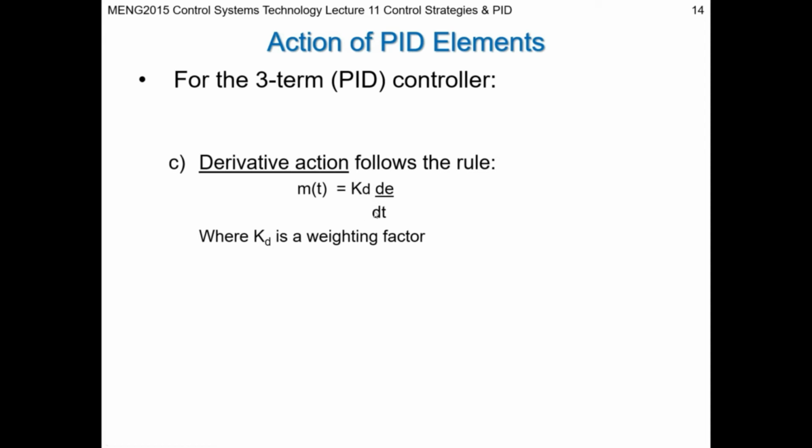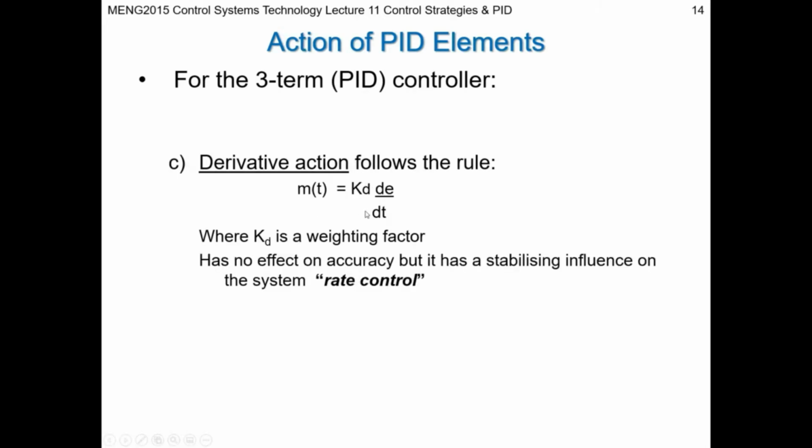So in other words, if you have an error that's changing quickly, then you're going to get a lot of derivative action. If you have a high rate of change, it doesn't matter if the error is large or small, it's looking at the rate of change of the error. How fast is this error changing? It multiplies it by a factor Kd, a derivative weighting factor or derivative gain, to give us our control action from the derivative part.